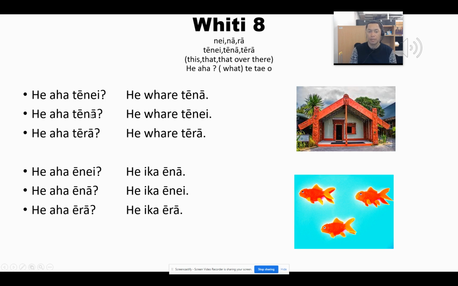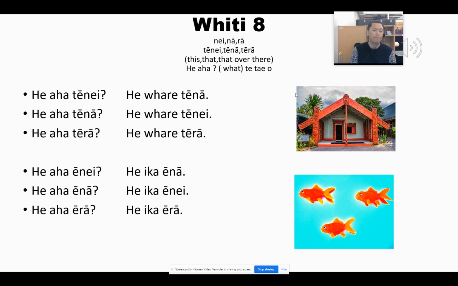Ka pai, let's go through and translate so you know what you're saying. He aha tēnei. What is this when speaking to someone? And they can say back and reply, he whare tēnā. That by you is a house.